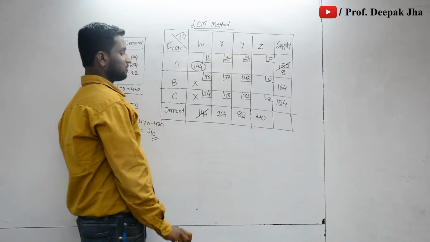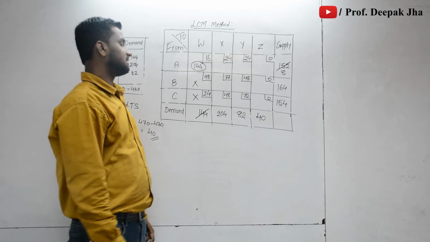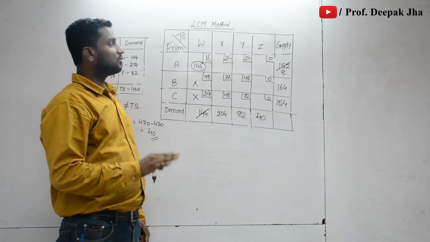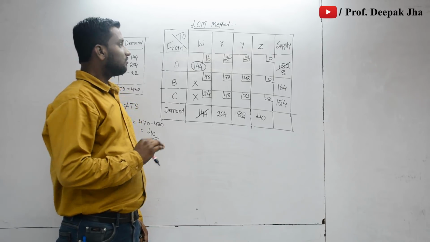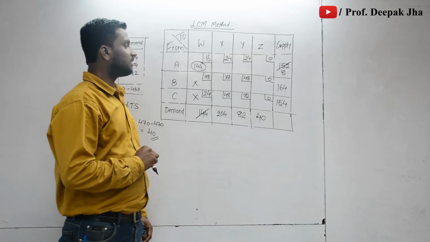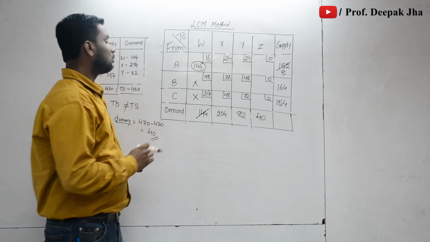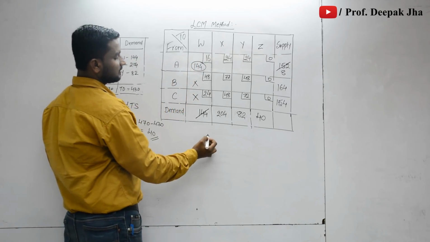Now where do you make the allocation? Cost is clashing. At that time, you have to check at what place you can allocate the maximum unit. At that place, you have to make the allocation. Okay, so first check. How do you check?